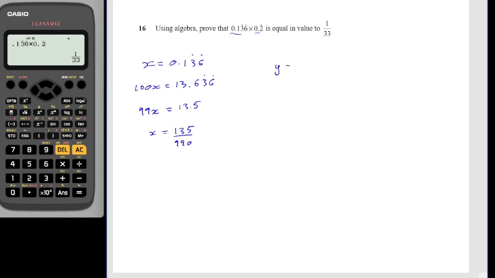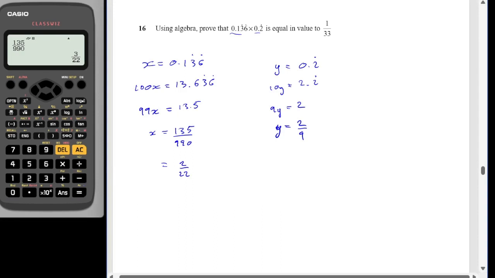I'm going to do likewise. y is going to be equal to 0.2 recurring. So 10y is going to be equal to 2.2 recurring. So 9y is going to be equal to 2. So y is going to be equal to 2 over 9. I'm then going to simplify this fraction down. So 135 over 990 is going to give me 2 out of 22.